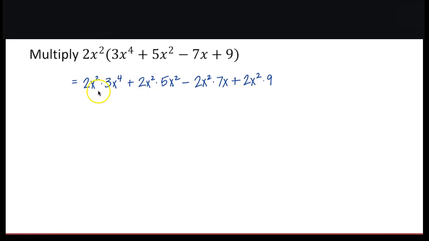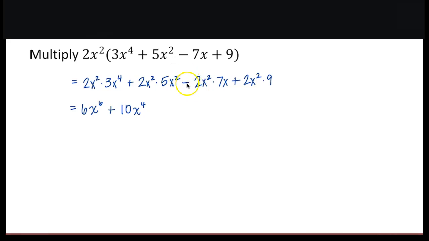Then we want to simplify each term individually. We're going to multiply the coefficients. 2 times 3 is equal to 6. And when we multiply the variable parts, x squared times x to the fourth, we are going to add their exponents. So we're going to have x to the 6th power. Moving on to the next term, we are going to multiply the coefficients. 2 times 5, which is 10. And multiplying x squared times x squared is adding those exponents, so we get x to the fourth.